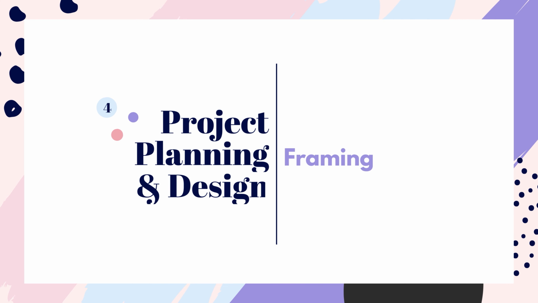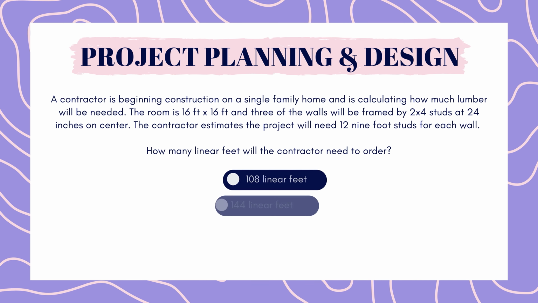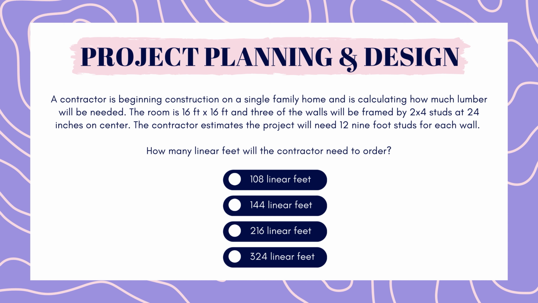Moving on to our next exam, project planning, and our question is: a contractor is beginning construction on a single-family home and is calculating how much lumber will be needed. The room is 16 feet by 16 feet, and 3 of the walls will be framed by 2x4 studs at 24 inches on center. The contractor estimates the project will need 12 9-foot studs for each wall. How many linear feet will the contractor need to order? 108 linear feet, 144, 216, 324. Pause here to answer.